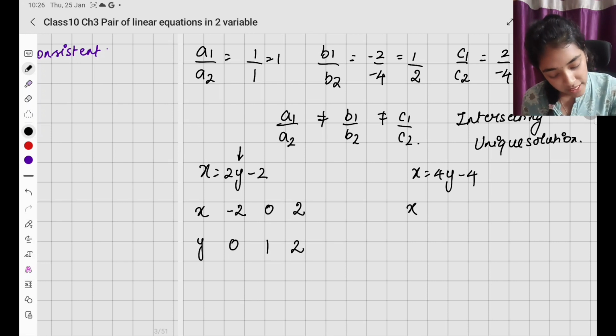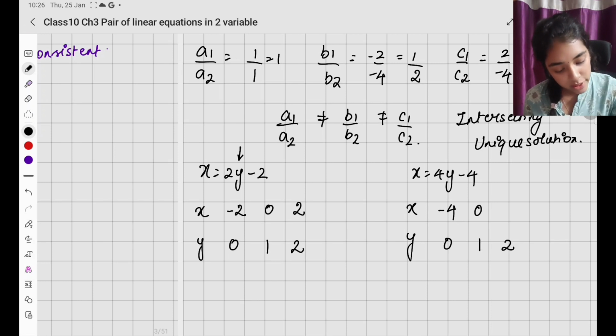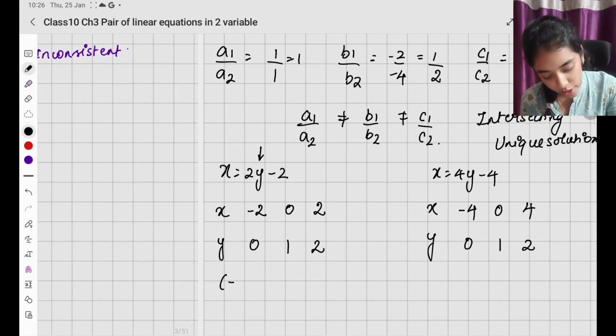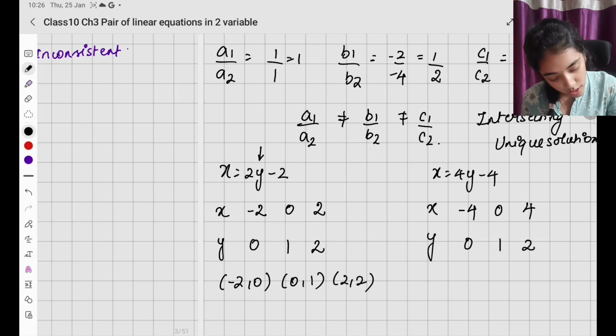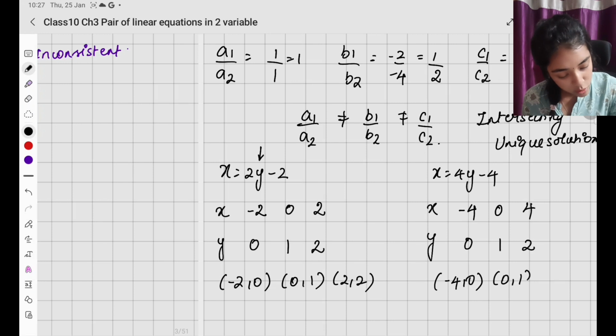இப்போ இதுக்கு I have x and y. So here again when I substitute y value to be 0, we have minus 4. y value 1 னு போட்டா 4 minus 4 is 0. y value 2 னு போட்டா 4 2s are 8, 8 minus 4 is again going to be 4. So what are the different points? We have minus 2, 0; 0, 1; 2, 2. இது first line-க்கு. Second line-க்கு we have minus 4, 0; 0, 1; 4, 2. Points எல்லாம் correct-ஆ எழுதுங்க. Okay?